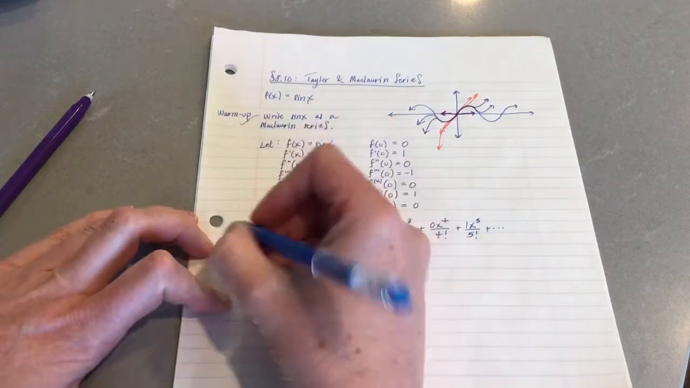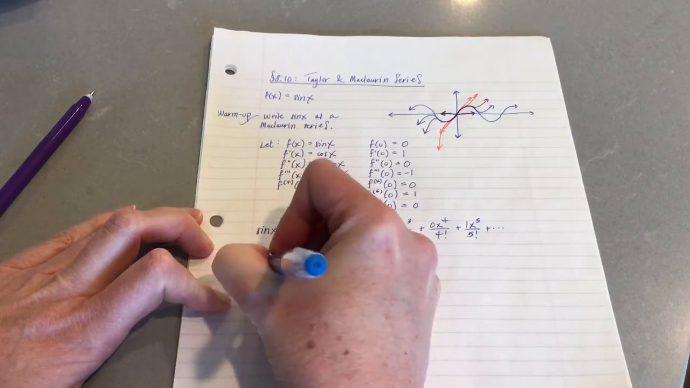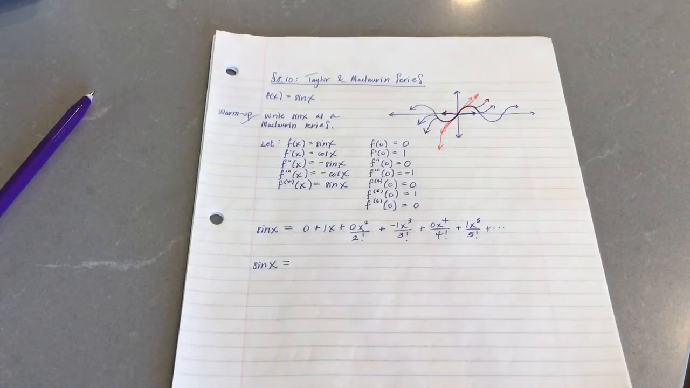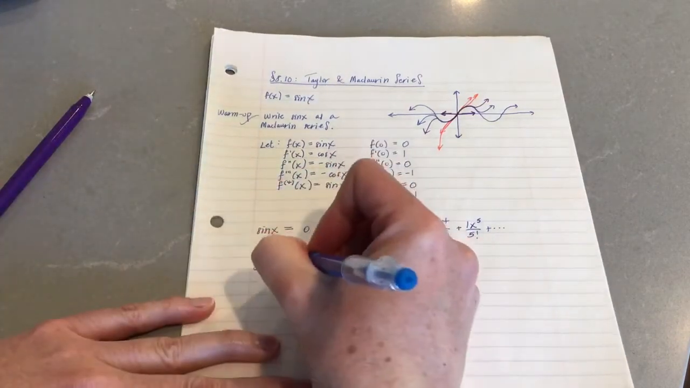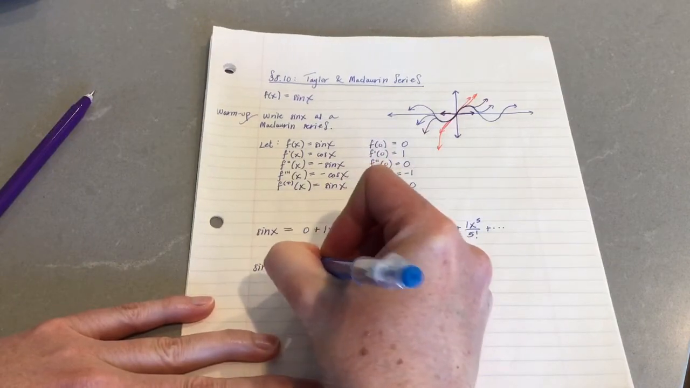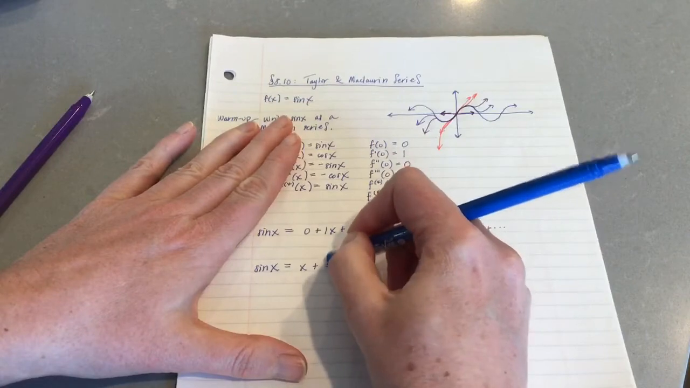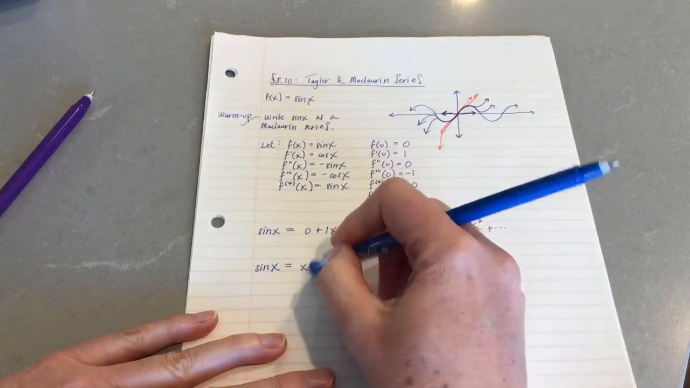Then look at how this sine function looks after we simplify its Maclaurin series. So you end up with x, whoops, plus, I apologize, not x squared, and not plus either.